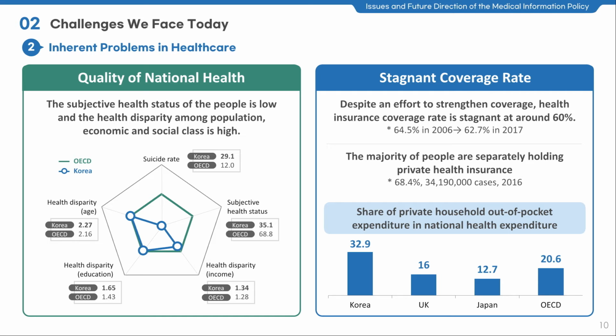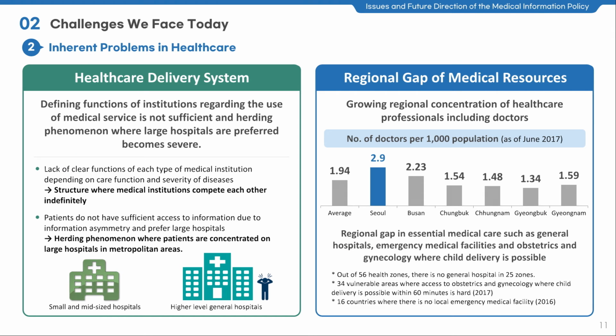This has increased the burden on household medical spending. Not only that, there is a problem of information asymmetries, where some patients have less access to information than others. Also, functions of medical institutions have not been defined clearly based on their type. All this has led many patients to prefer large hospitals, causing medical resources to be concentrated in certain regions. This has posed a threat to the healthcare system that we must address.